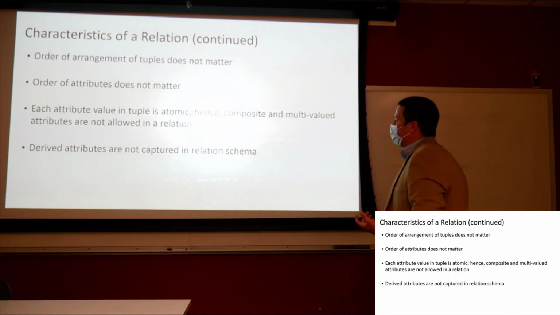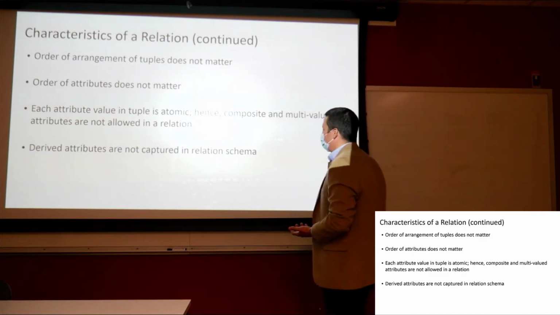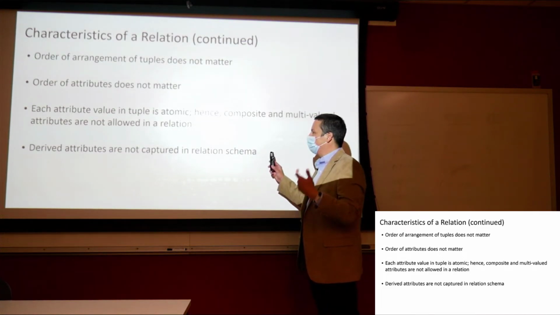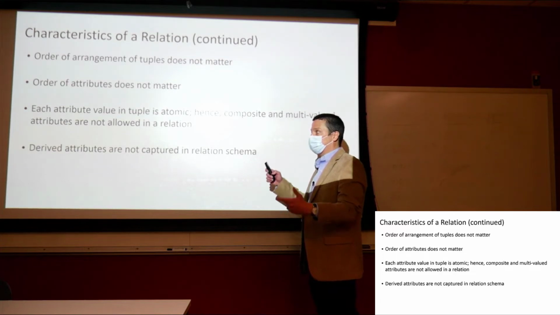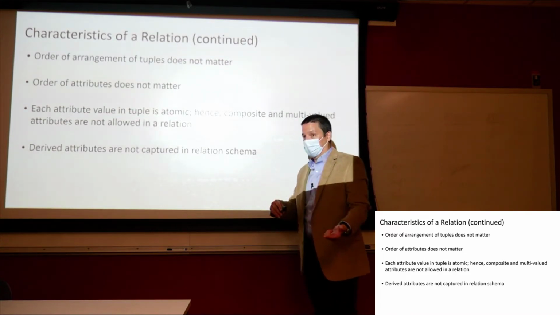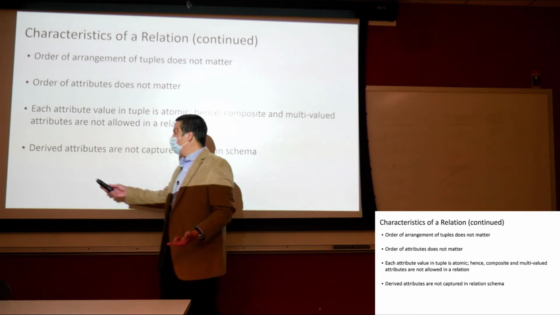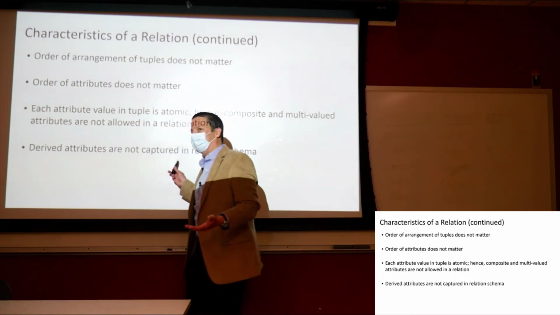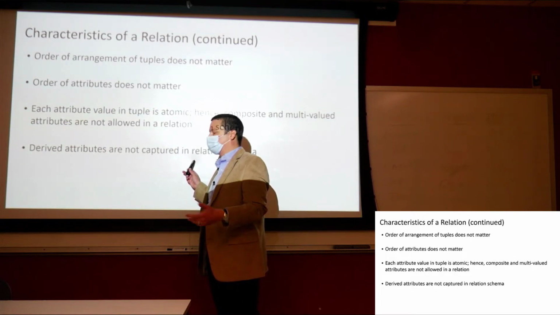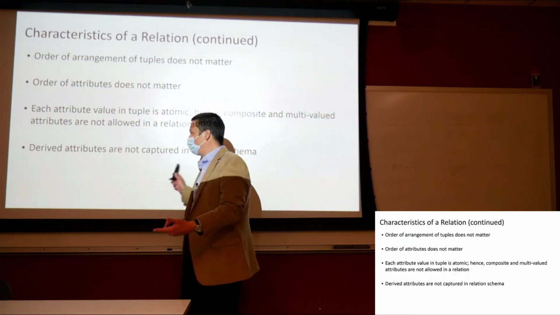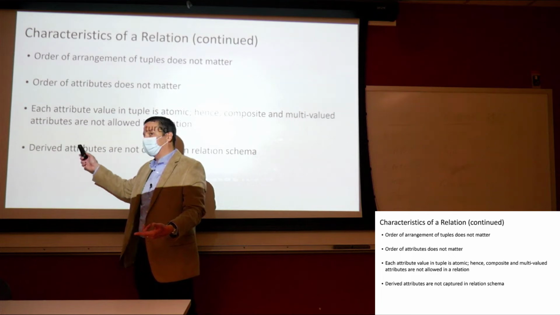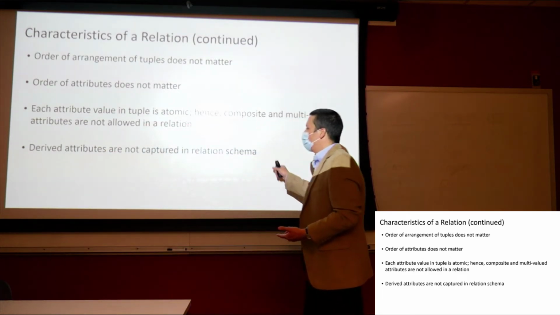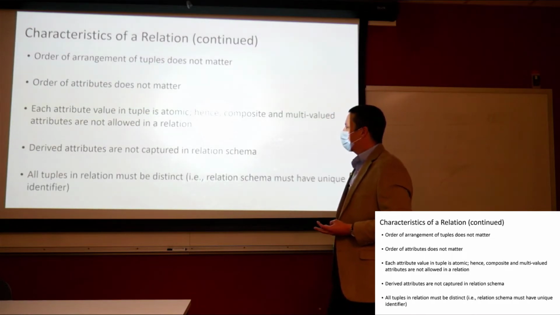Derived attributes, attributes we calculate, are not captured in our relation. Rather, we capture the value of the attribute from which the derived attribute is derived. An example of a derived attribute might be age. We don't store your age in the database. We store your date of birth, and we derive your age by subtracting date of birth from today's date. But derived attributes are not captured in the relation.